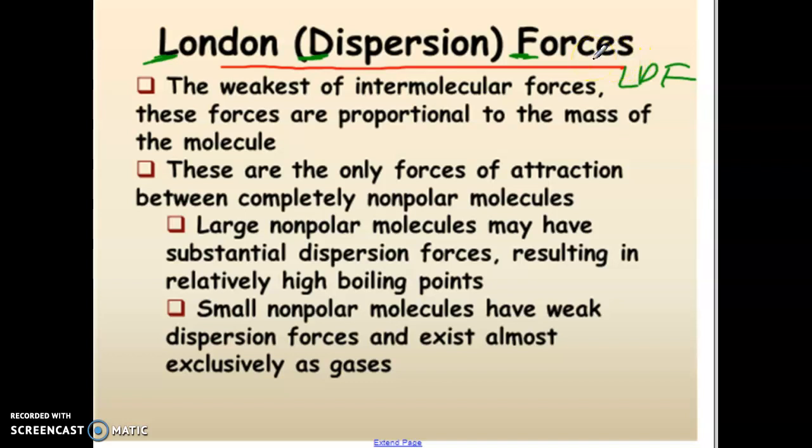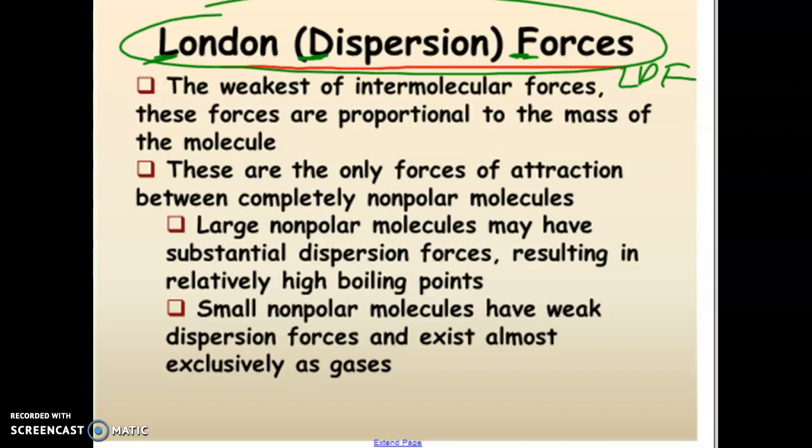So when you're looking at this type of force, London dispersion forces happen in all molecules. It doesn't matter if it's polar or non-polar. London dispersion forces happen in every single molecule type. And I'll explain, it'll make sense once you understand what it is.